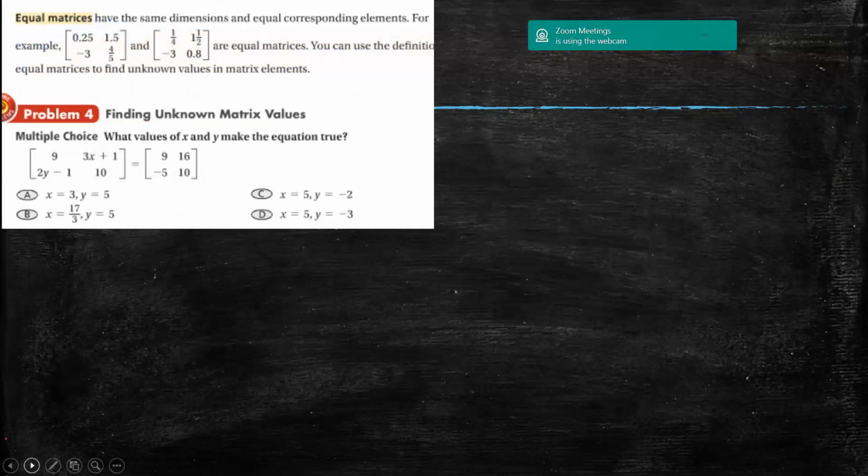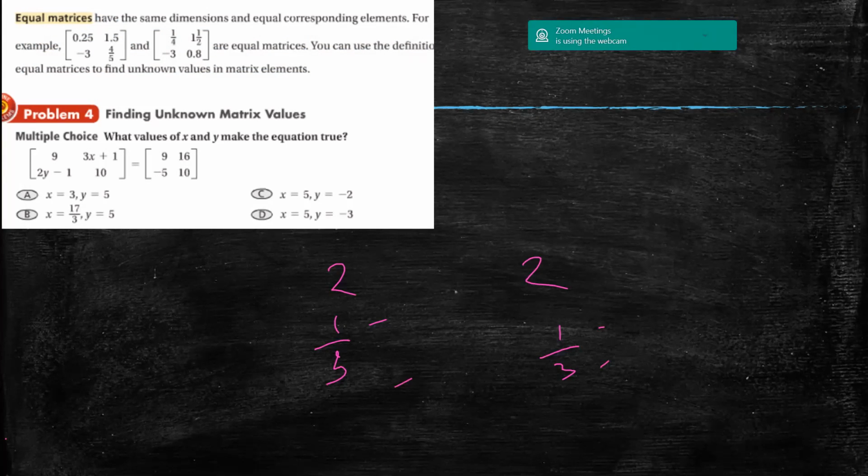Now, let's talk about equal matrices. If you have two numbers, you will say that these two numbers are equal. Why? Because you look at them and you compare them. If you have two fractions, you compare both of the fractions by looking at the numerator and the denominator.